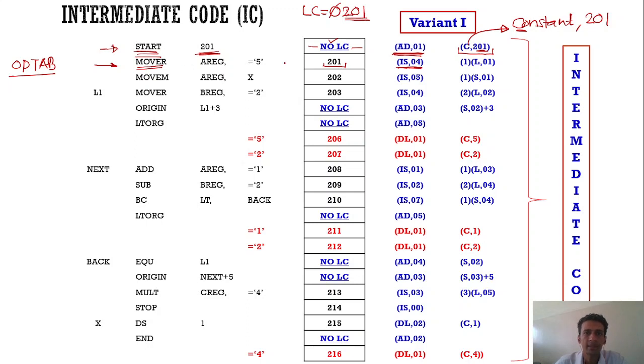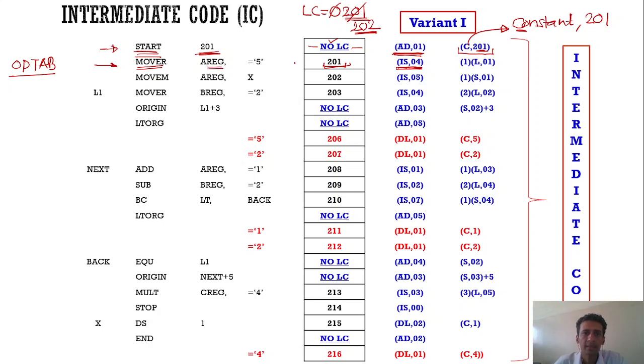Now this MOVER instruction is of imperative statement type. So for all the imperative statements we perform location counter processing. So the location counter will be the current LC 201, and once we are done with the statement MOVER, we will increment LC by 1 because the length of each imperative statement we are considering as 1. So next LC is going to be set to 202. Now MOVER is retranslated into some other form as IS comma 04.